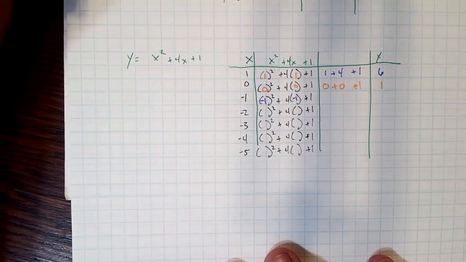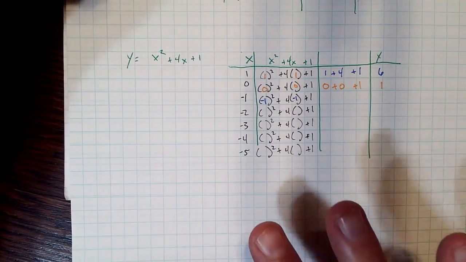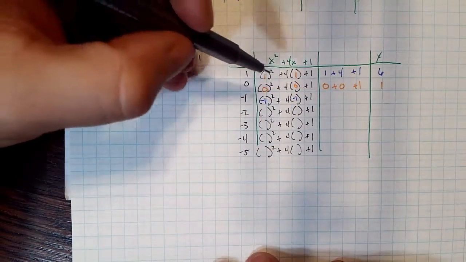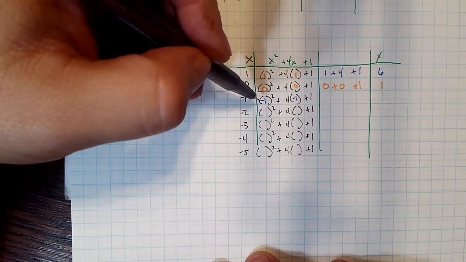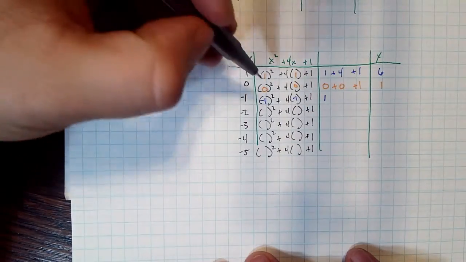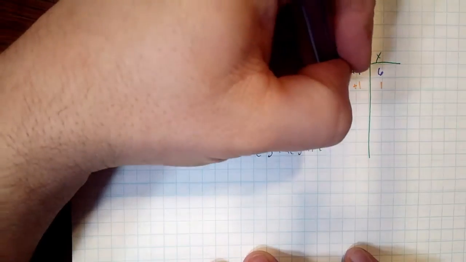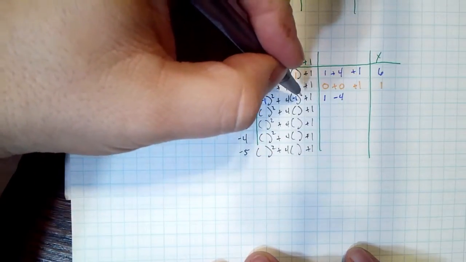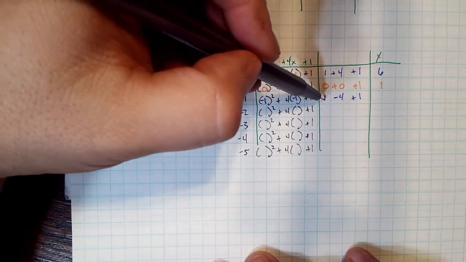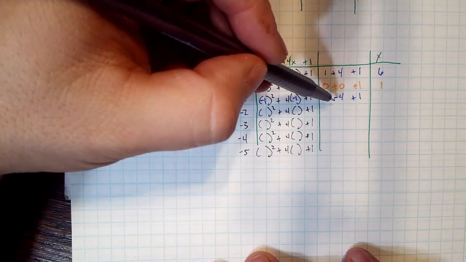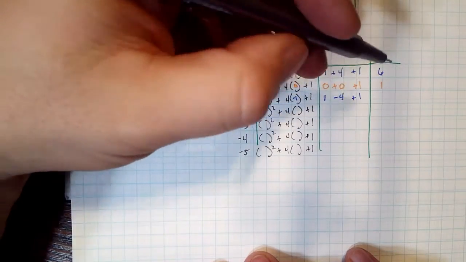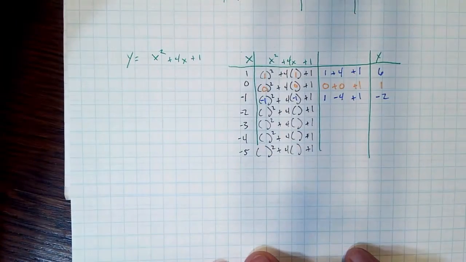4 minus 1. Okay, here's where things start to get a little tricky because we have these negatives in here. And that's where this section really helps you out. Just work on one thing at a time. So negative 1 squared is going to be positive 1. 4 times negative 1, minus 4. Positive 1 plus 1. Okay? We have 1 minus 4 is going to give me negative 3. Negative 3 plus 1 is going to give me negative 2.